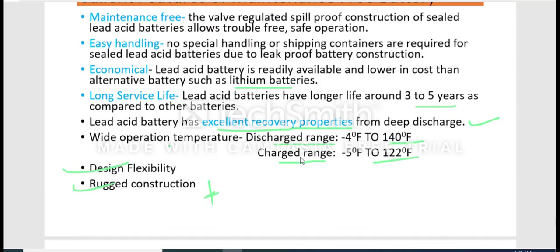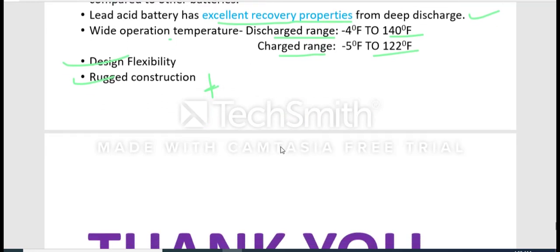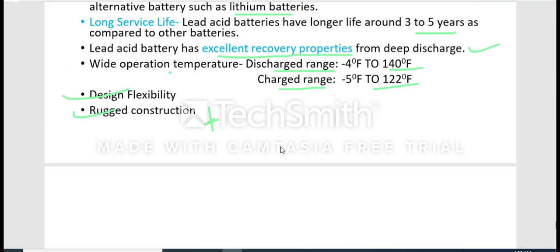Okay, this is all about the basics of electrical electronics and the construction and working of the lead acid battery. I hope you understood all these points. Then in the next video, we'll see the remaining parts of this topic.